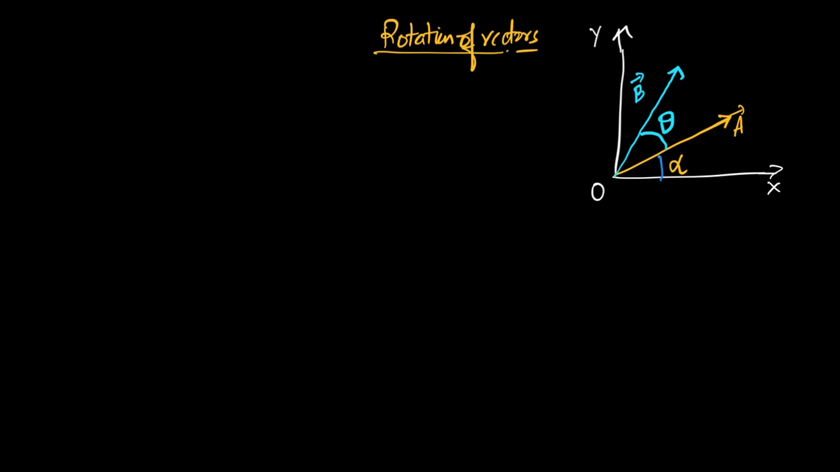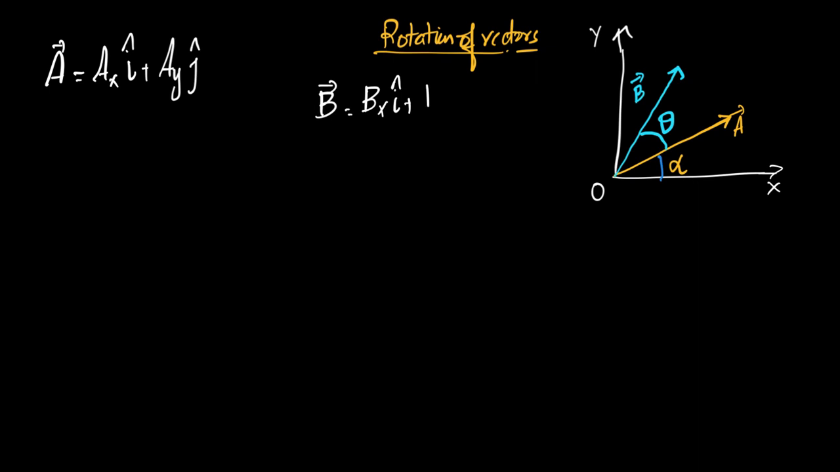Okay. So say what is vector a? Vector a can be written as ax i cap, right, plus ay j cap. Similarly, what is vector b? Vector b can be written as bx i cap plus by j cap. And what is ax? Ax is a into cos alpha. What is ay? Ay is a into sine alpha.